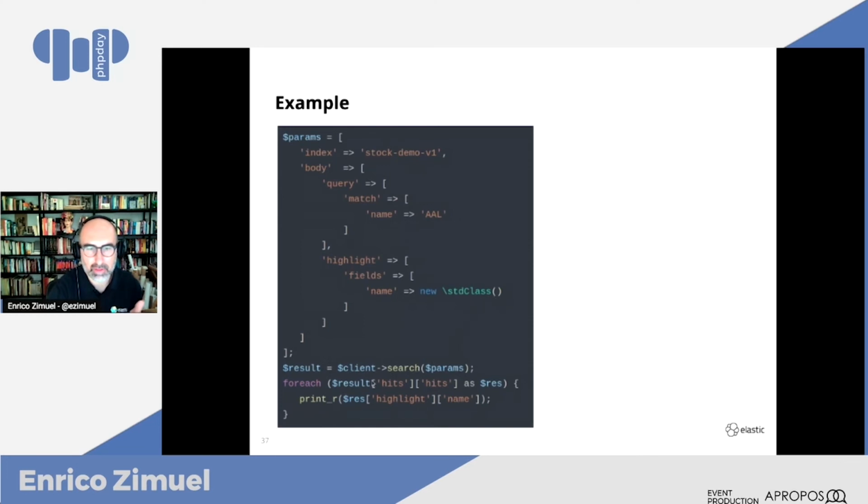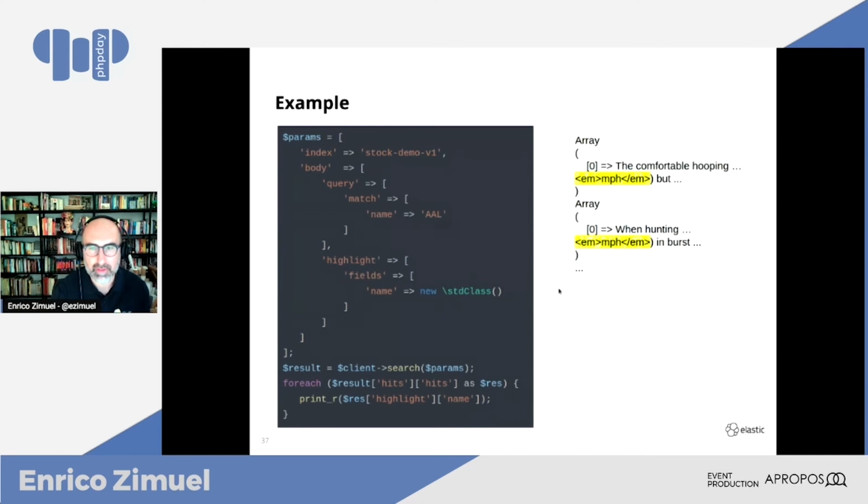Basically, here we are just performing the search, and we are iterating inside the hits that are the results. And there is a specific highlight key in the results where you have all the documents with the specific term highlighted by default using EM tags of HTML. You can change it if you want.